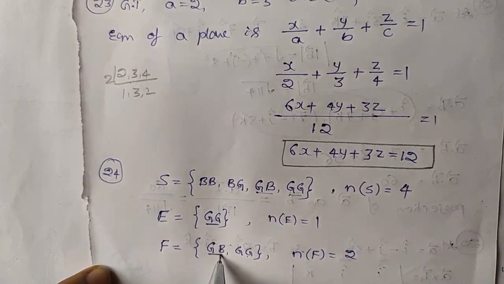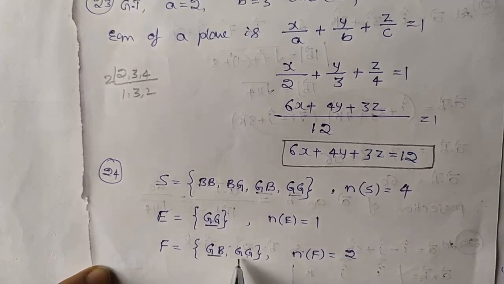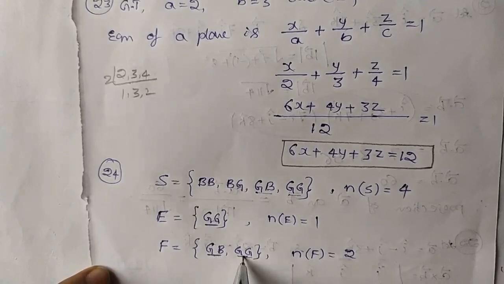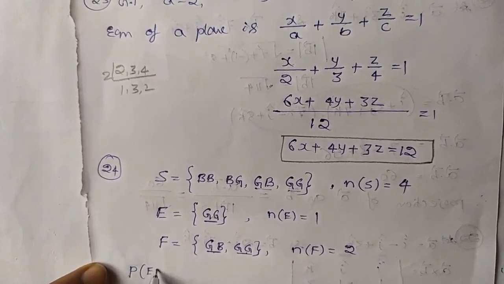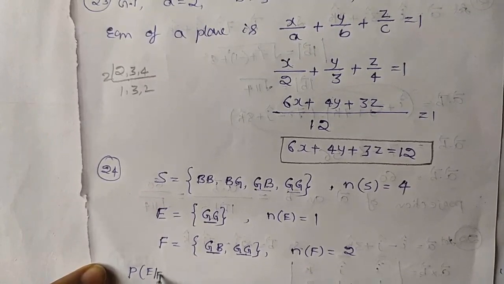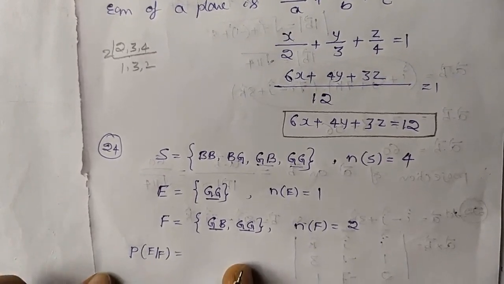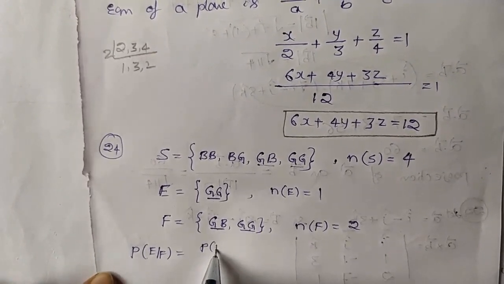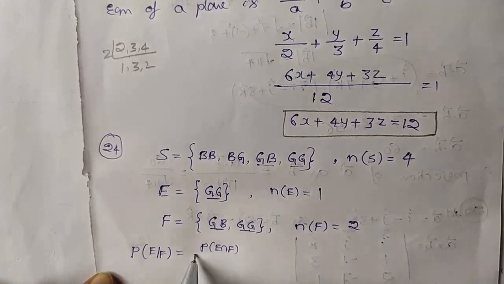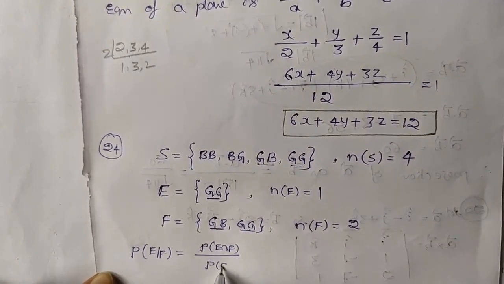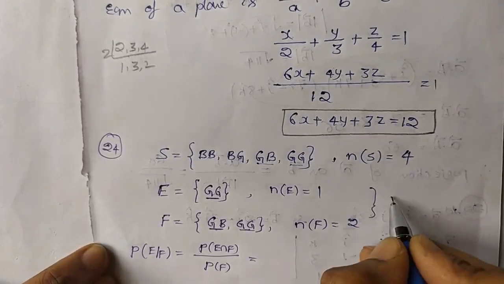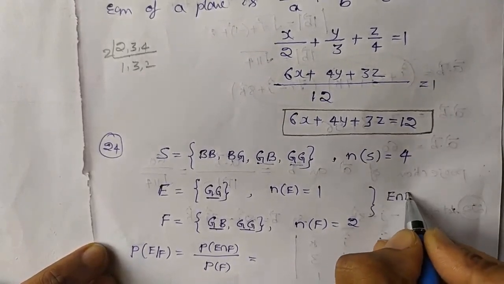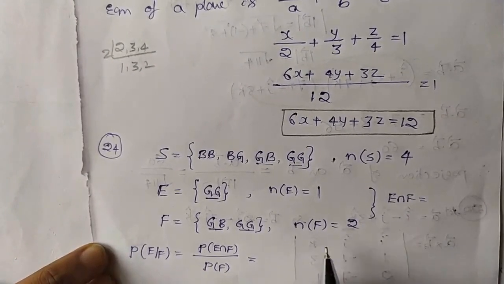These 2 taken as 1. 1, 1, 2. Now P of E by F we need to find. P of E by F equals, by using the conditional probability, P of E intersection F divided by P of F. We don't have E intersection F, so let us find out E intersection F. What is E intersection F?